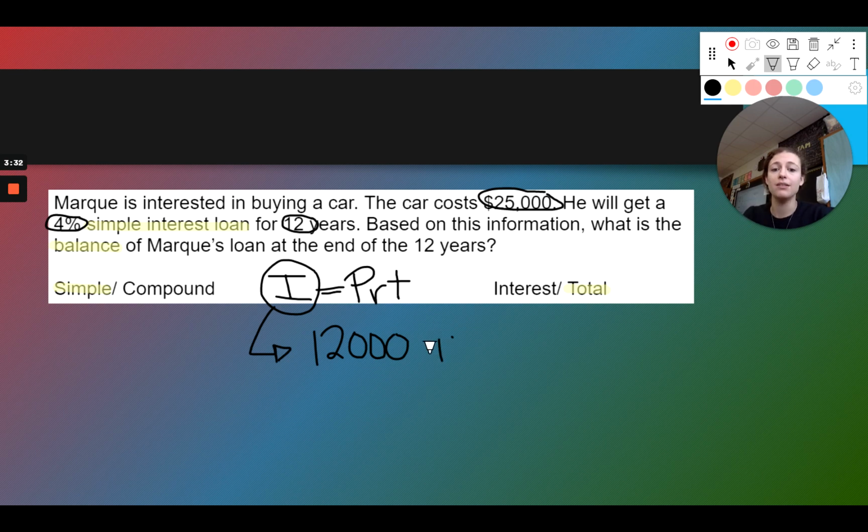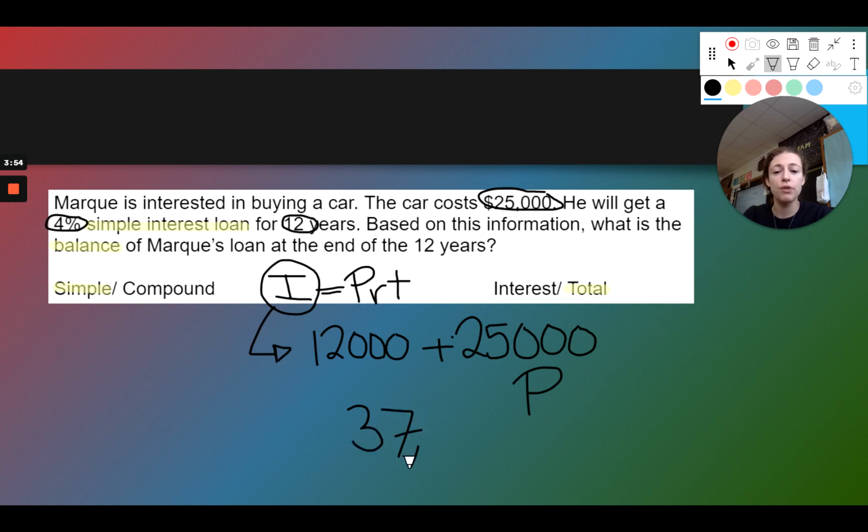And plus, he still owes you that $25,000 that he borrowed for the car. Therefore, his balance or the total would be the $12,000, the interest, plus the principal, or what he initially took out, which is the $25,000. So his total or his balance would end up being $37,000.